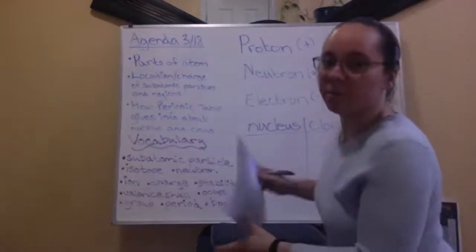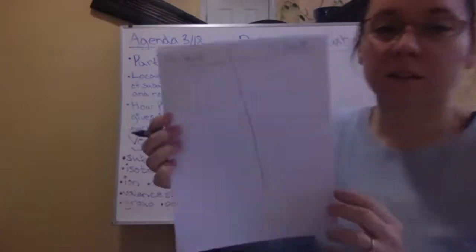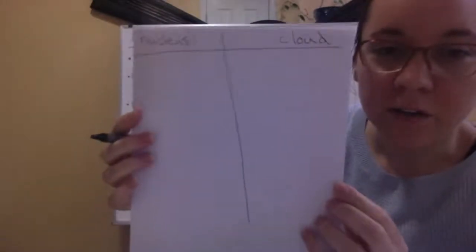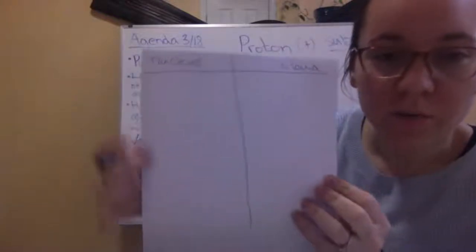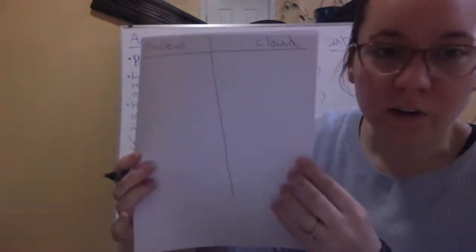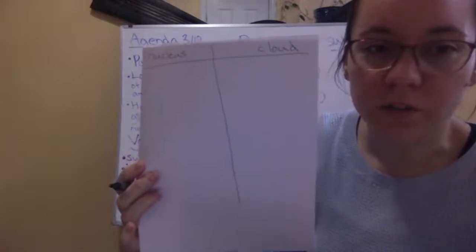Okay, so your paper should probably look something like this, kind of like how I drew on the board. So you're going to have, wow, that line's not straight at all. Okay, so you're going to have one column for your nucleus and then another column for your cloud. And then we're just going to fill this in, okay?